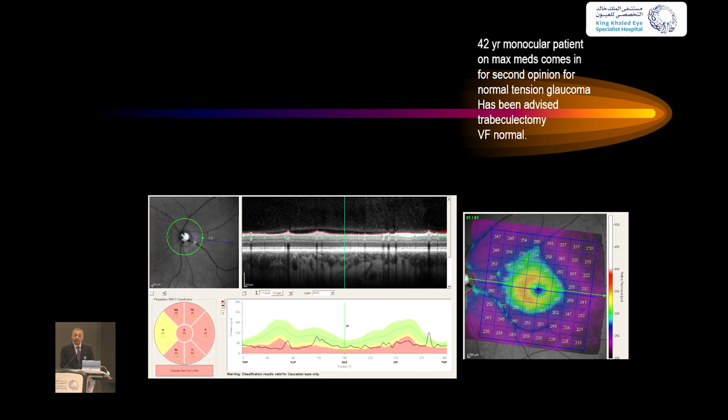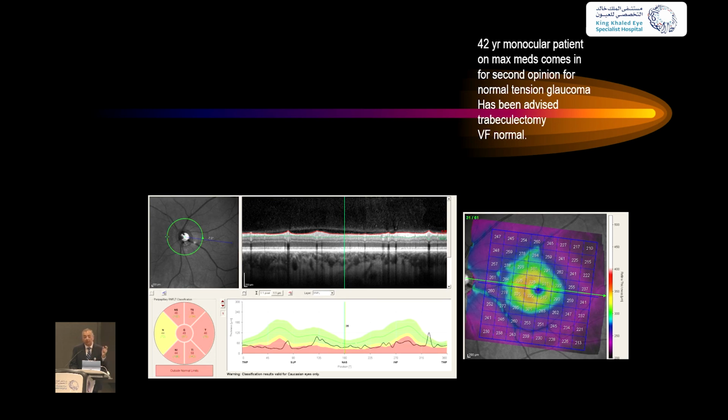And then there are certain parts of the OCT, like I showed you, that you should pay attention to. For example, this is a 42-year-old patient who's on maximum medications, is coming here to me for a second opinion because somebody has recommended trabeculectomy. He's been diagnosed with normal tension glaucoma.